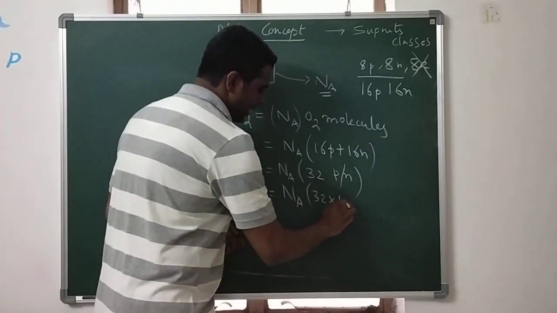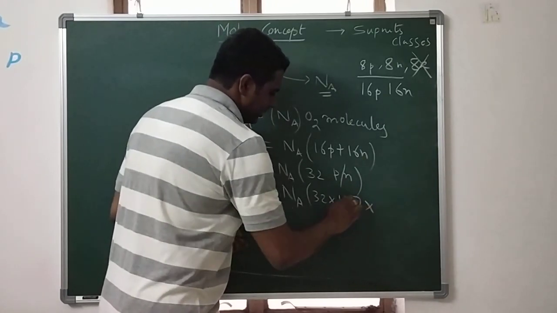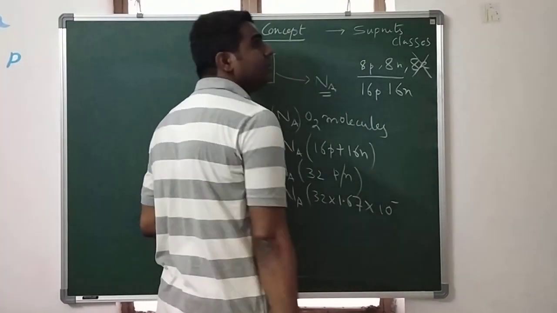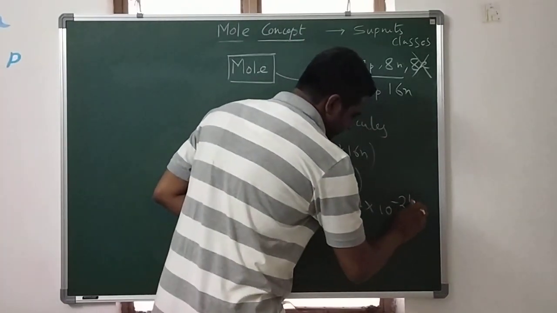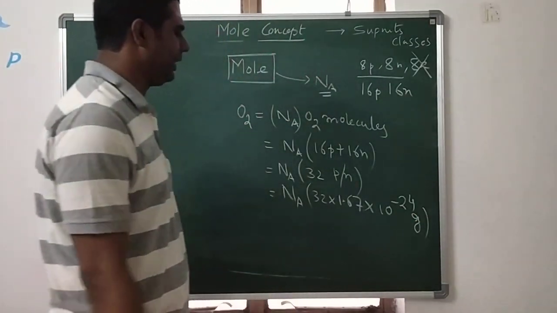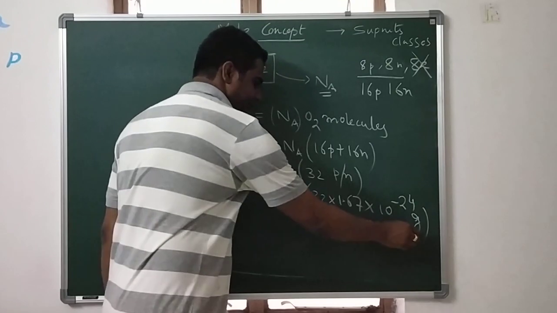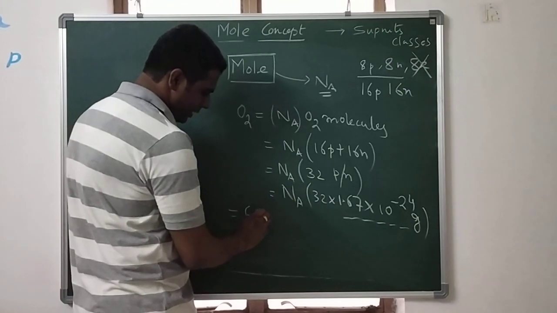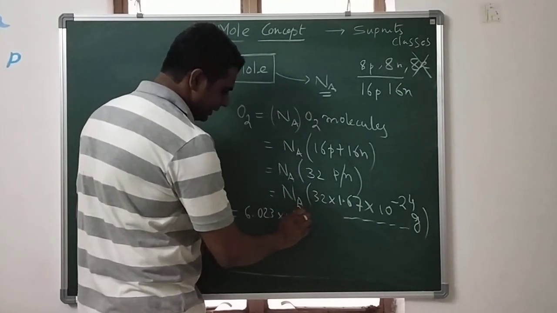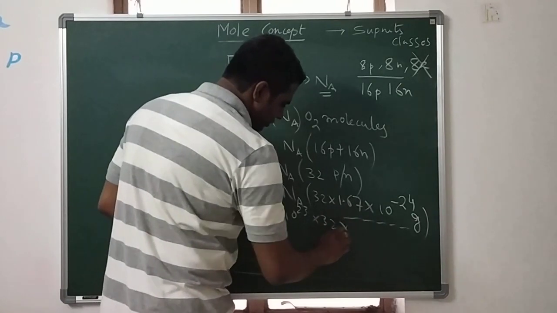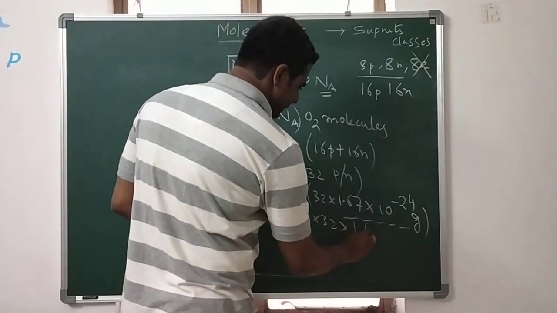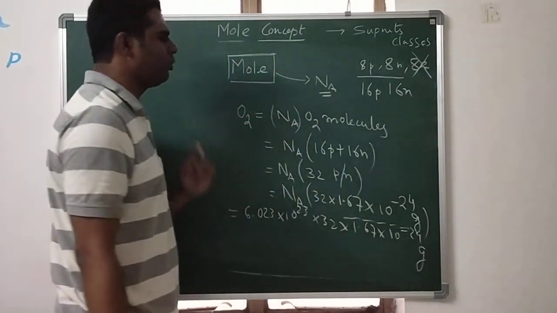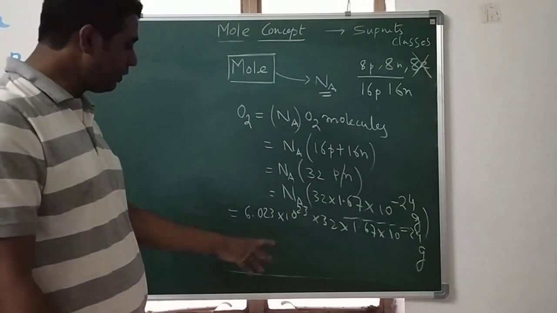32 into 1.67 into 10 to the power minus 24 gram. Each, you can go through your physics or chemistry books, class 9. Each proton or neutron has this mass. Now I will write the value of Na. 6.023 into 10 to the power 23 into 32 into 1.67 into 10 to the power minus 24 gram, and this will be the weight of 1 mole of O2. Molecular weight of O2.